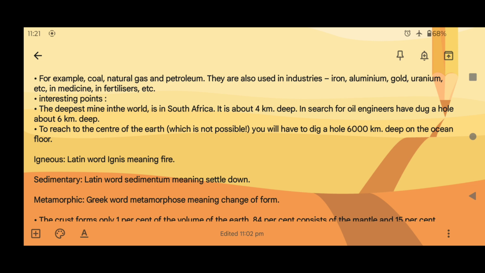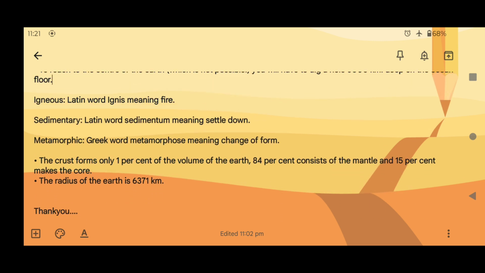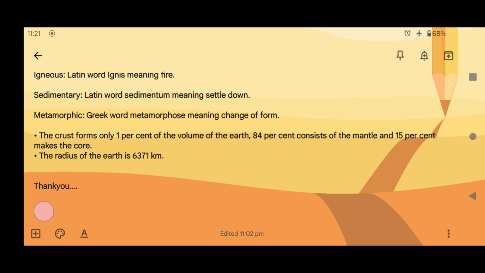Igneous, Latin word ignis meaning fire. Sedimentary, Latin word sedimentum meaning settle down. Metamorphic, Greek word metamorphos meaning change of form. Another interesting point is that the crust forms only 1% of the volume of the Earth, 84% consists of the mantle, and 15% makes the core.